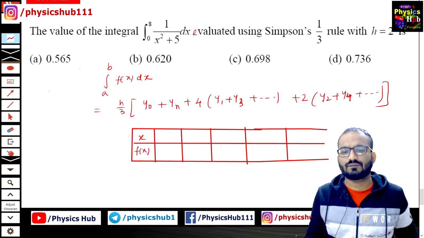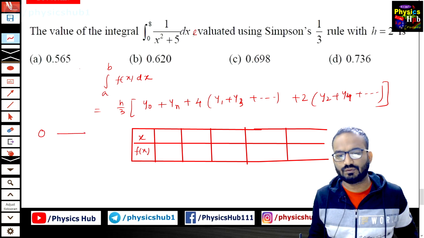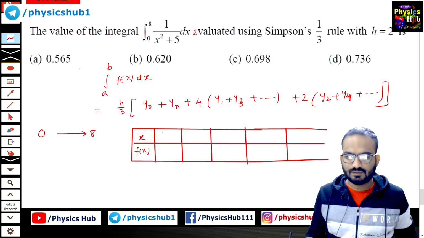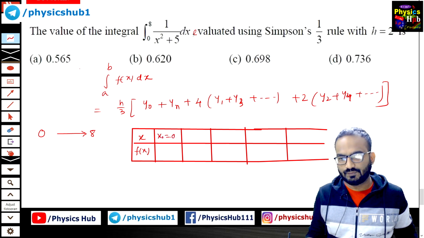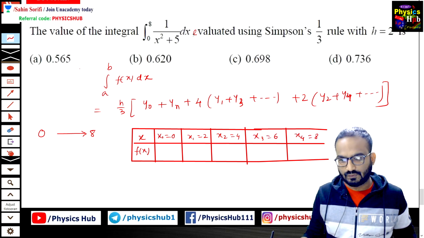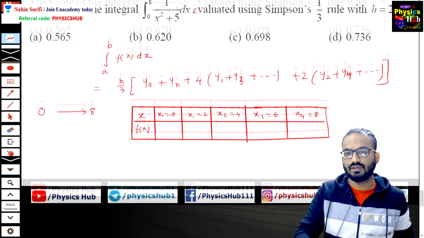So you have to start with 0. You have to go to 8. And the step size is 2. Means x0 will be 0, x1 will be 2, x2 will be 4, x3 will be 6, and x4 will be 8. So these many values you have to consider.